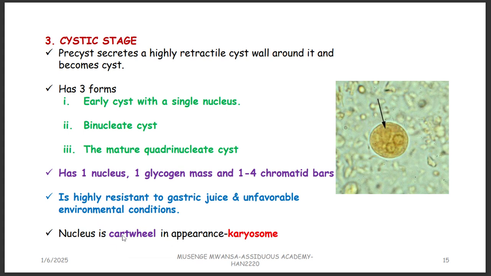And take note of this feature. The nucleus of the cyst has what is known as a cartwheel appearance karyosome. The karyosome is going to be looking round. This is just the genetic material.